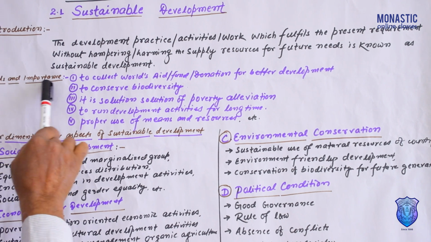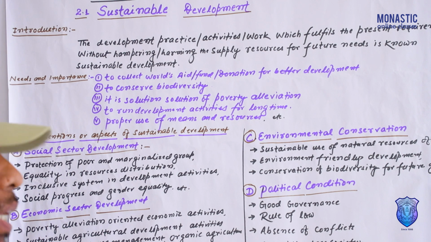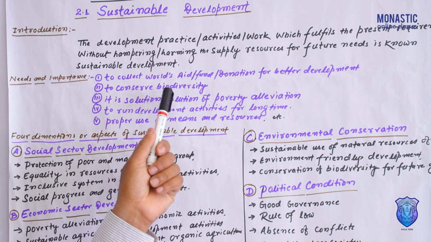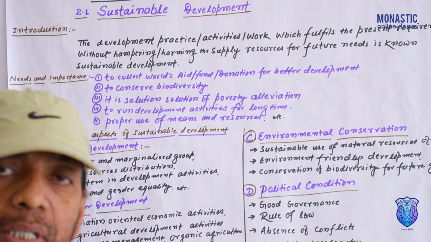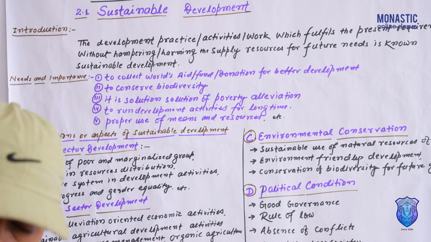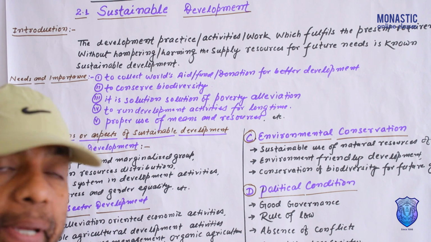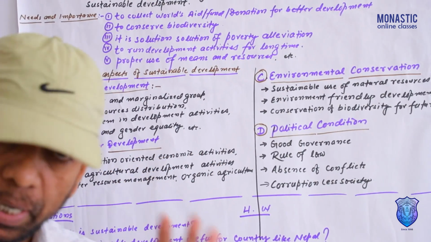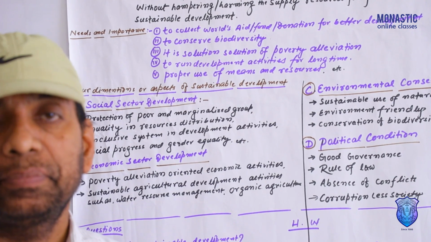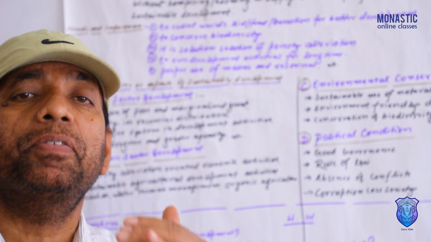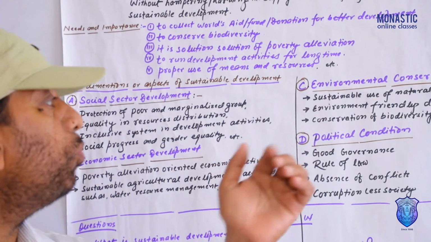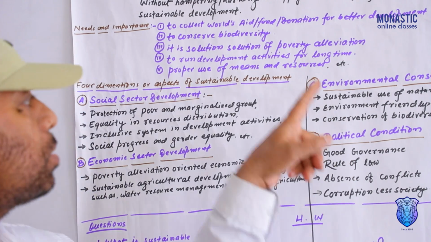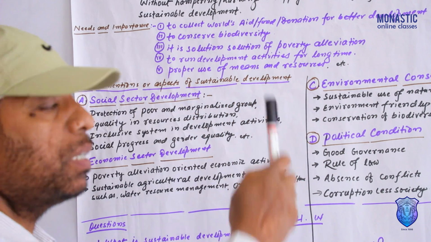Here, the need and importance of sustainable development. Why do we need sustainable work? Sustainable development is needed to utilize the world's aid fund donation for better development. And why is it essential? Because in our country, various aid fund donations are coming from various donor countries and donor agencies. If we use such aid funds and donations properly, our sustainable work will be perfect in Nepal. So we need sustainable developmental work to utilize various aid fund donations in our country, Nepal.